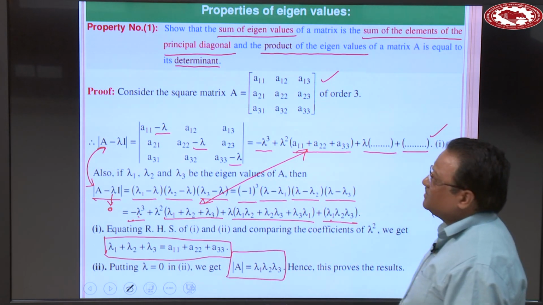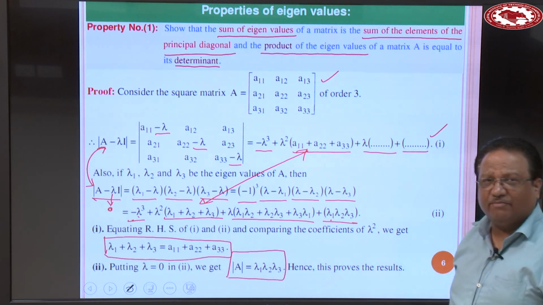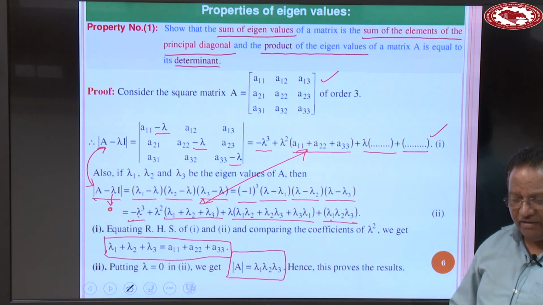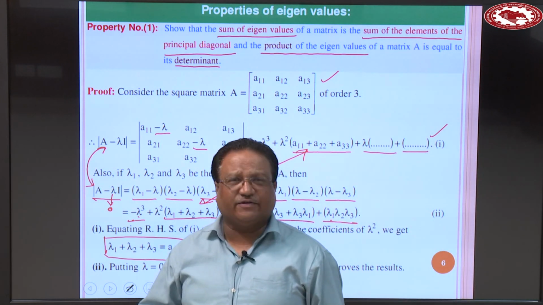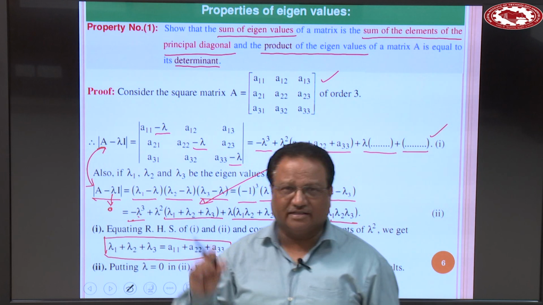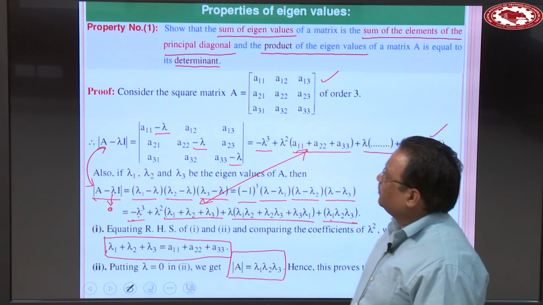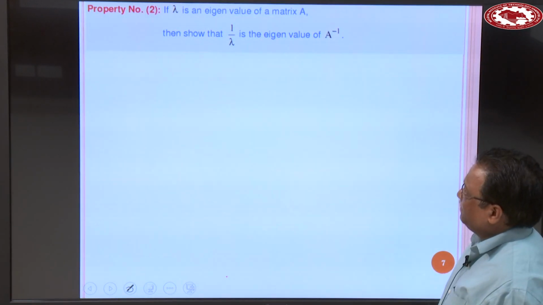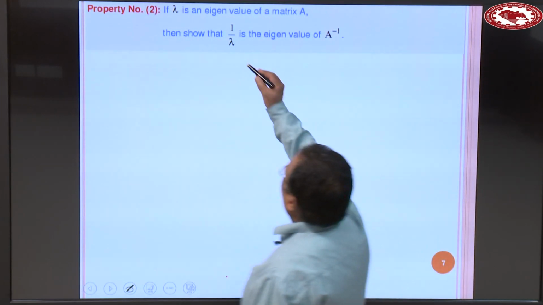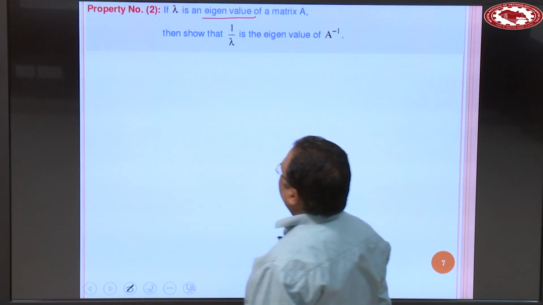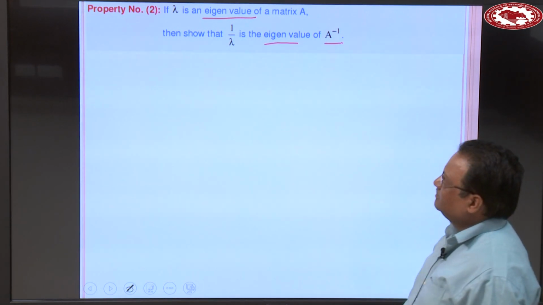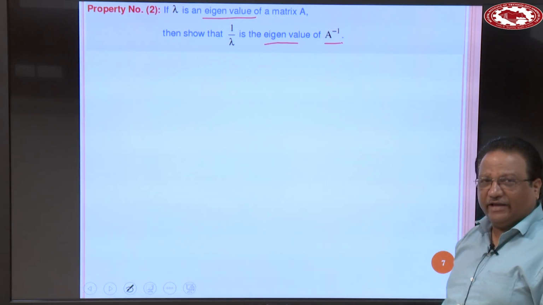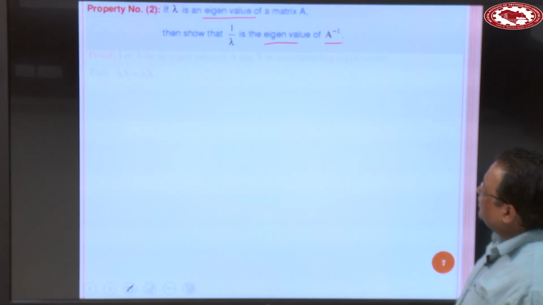So, this theorem is very, very important, this property is very, very important. Okay. So, always remember, especially जब आप eigen values निकालोगे और उनकी verification करोगे, in that case this theorem is very useful. Okay. Now, second property: if lambda is an eigenvalue of A, then show that 1 over lambda is an eigenvalue of A inverse. If lambda is an eigenvalue of A, then 1 over lambda is an eigenvalue of A inverse.